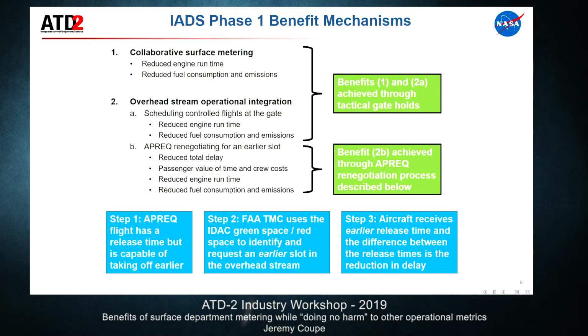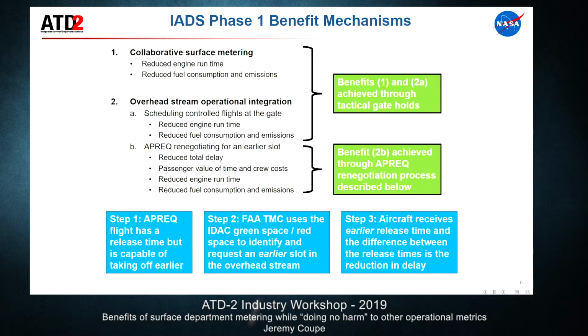As we had mentioned maybe in the previous talk, if some of you were there, for these aircraft that have to merge into the overhead stream, if we can schedule their controlled takeoff time while they're still at the gate, then we have an opportunity to gate hold those controlled flights. So that is benefit mechanism 2A, which is that for those controlled flights that are scheduled while still at the gate, we can gate hold those controlled flights if they receive any delay from TBFM.